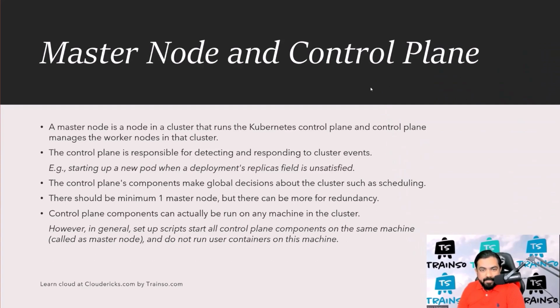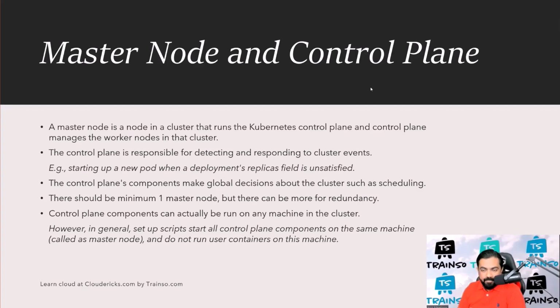Master node and control plane. A master node is a node in a cluster that runs the Kubernetes control plane, and a control plane manages the worker nodes in that cluster. The control plane is responsible for detecting and responding to cluster events. For example, starting up a new pod when a deployment's replicas field is unsatisfied. Imagine that your deployment is managing a cluster with 4 pods. And if one of the pods has gone down, then if you have set up things properly, another pod will automatically come and take its position.